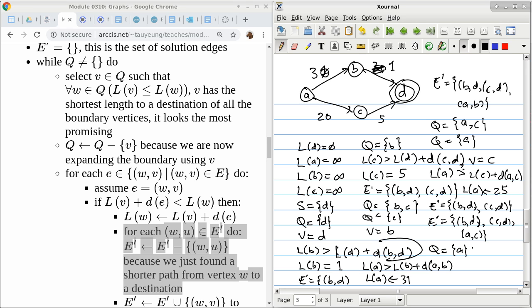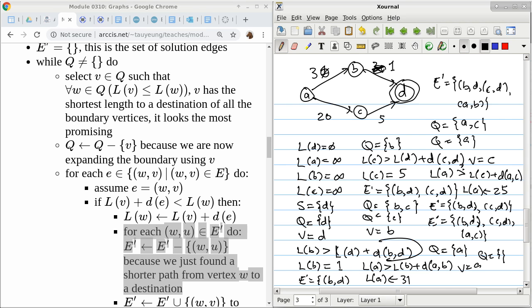We go back out to the while loop. The while loop says, well, I cannot quit until Q is empty, and Q is not empty. It's got a single element now. Well, let's take it out. So V equals A, Q is empty. And now we need to look at all the edges that go to vertex A. Do we have any edges going to vertex A? Nope. So that means the for each loop has nothing to do, and Q is now empty.